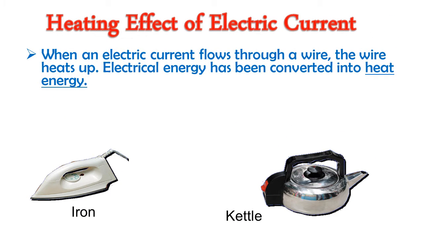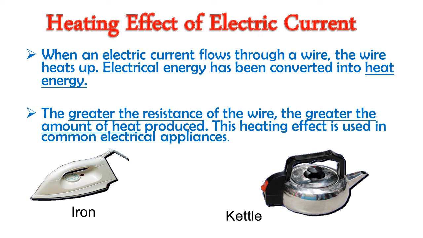When electricity passes through a high resistance wire, like a nichrome wire, the resistance wire becomes very hot and produces heat. This is called the heating effect of current. The greater the resistance of the wire, the greater the amount of heat produced.